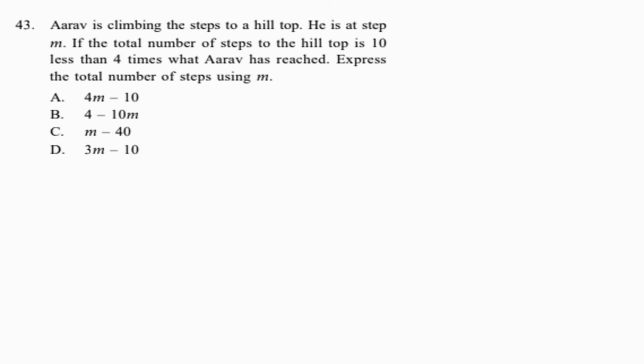Next, question number 43. Arav is climbing the steps to a hilltop. He is at the step M, okay. The total number of steps is 10 less than 4 times what Arav has reached. Arav has reached M, so 4 times is 4M and 10 less than that. So 4M minus 10, option A is the answer.